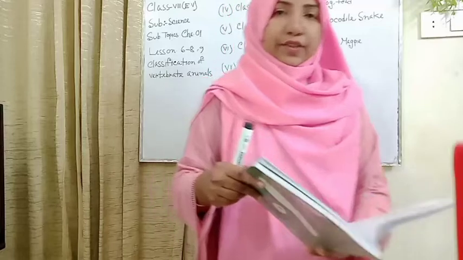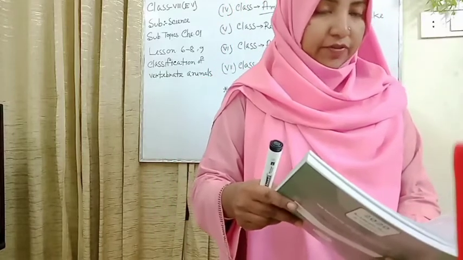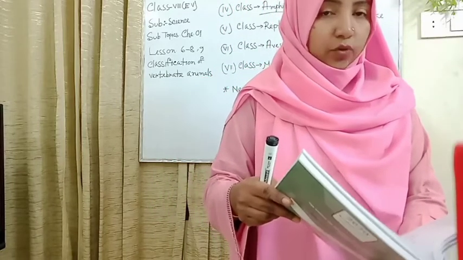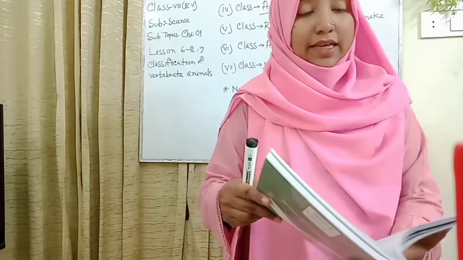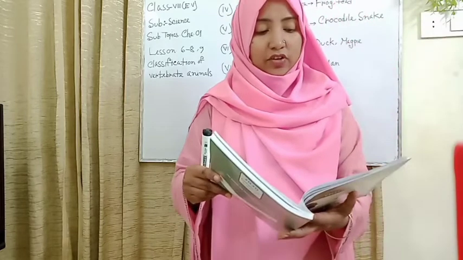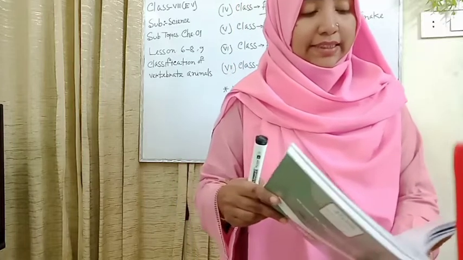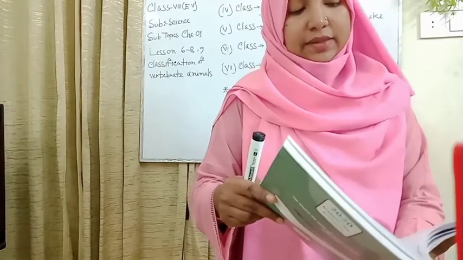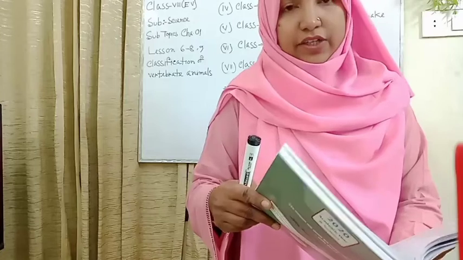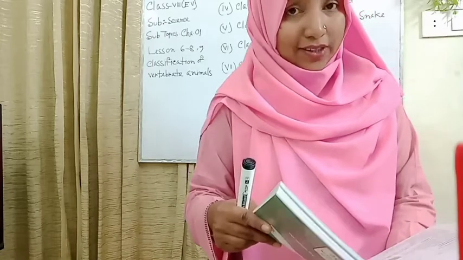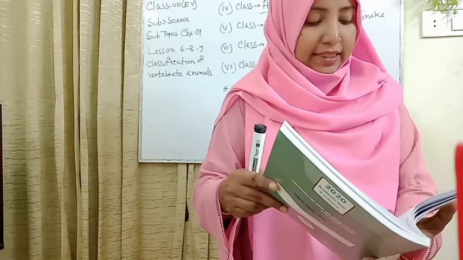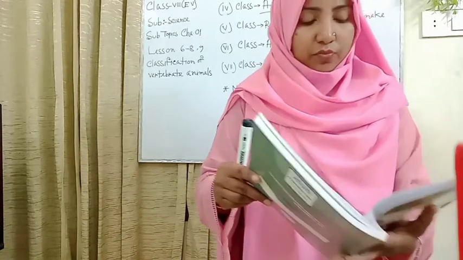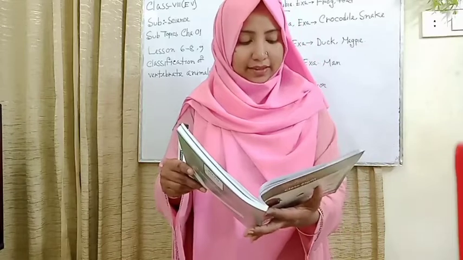General characteristics: first, the skin is without scales. My dear students, in the previous class I explained the Chondrichthyes and Osteichthyes. There are also scales, and these scales are placoid, ganoid, ctenoid and cycloid. But in the Amphibia there are no scales. The skin is thin, soft, moist, and with many glands.